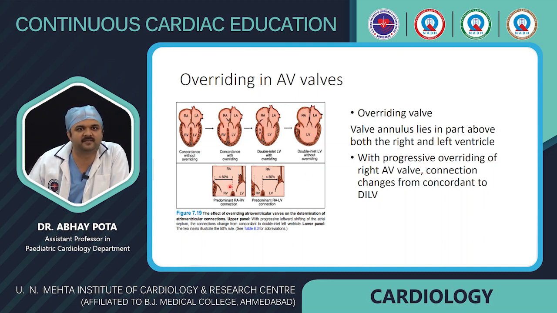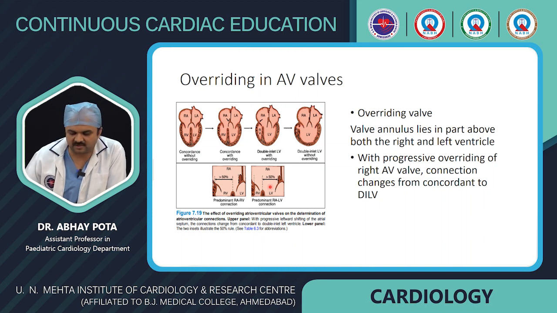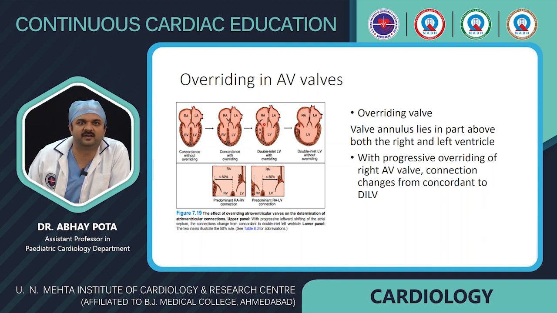What is this 50% rule? The 50% rule states that if an AV valve annulus is overriding more than 50% to whatever ventricle, it constitutes that it is joining it. So for example, if the right AV valve annulus is overriding above the interventricular septum more than 50%, it is taken that the RA is draining into the LV and not into the RV. If it is less than 50%, then we can say that though overriding is there, the RA is mainly draining into the RV and not into the LV.